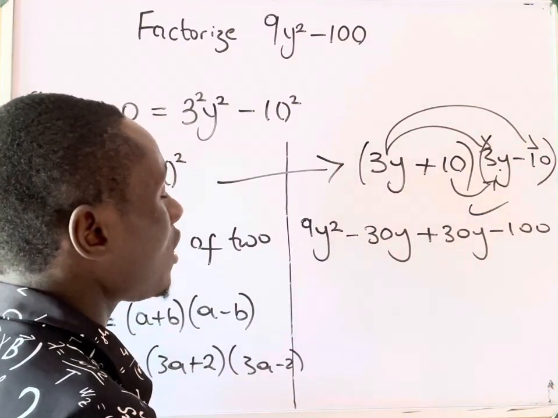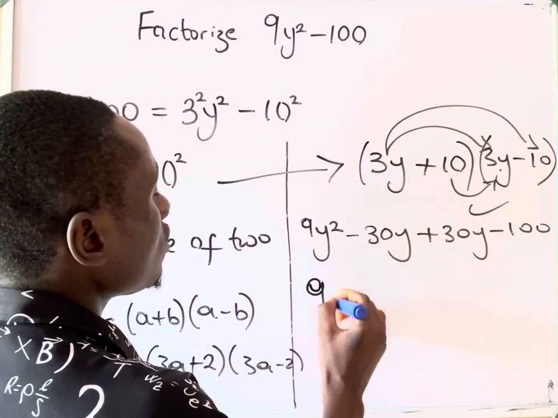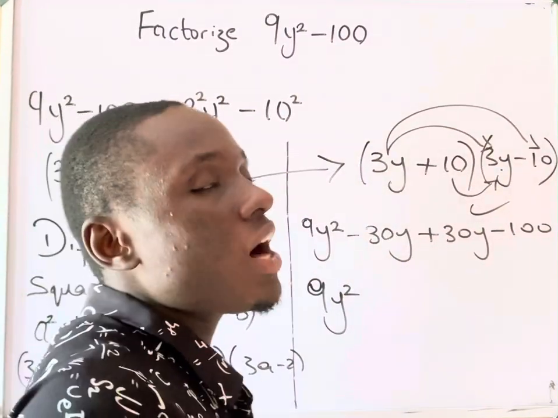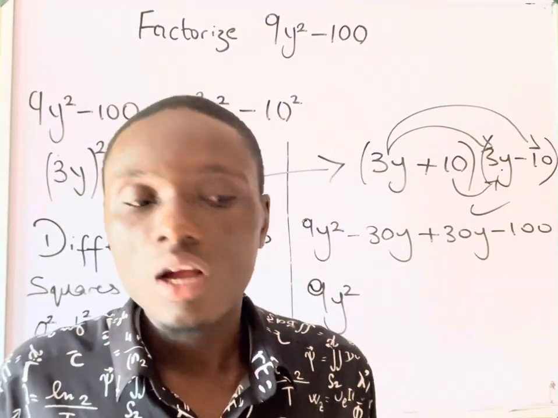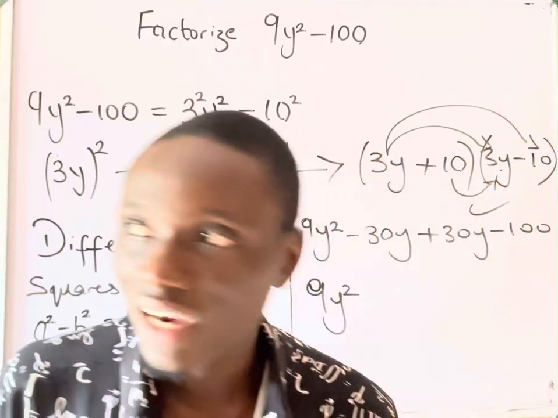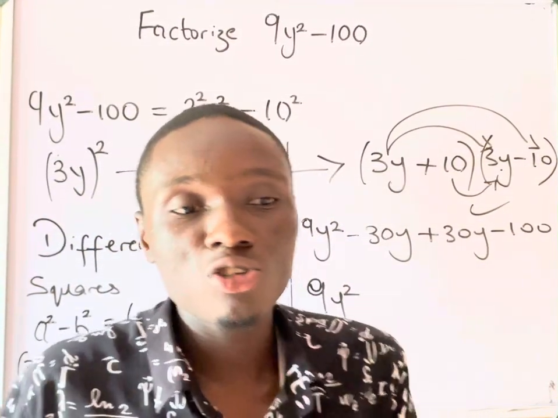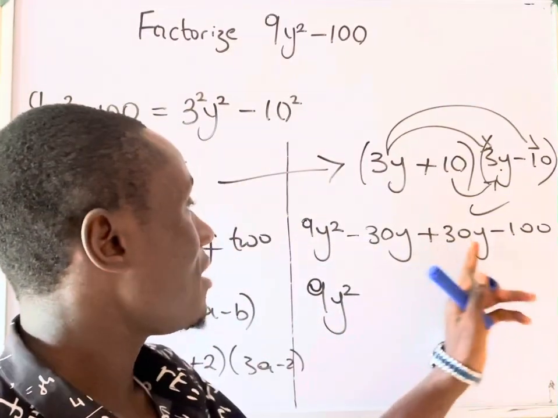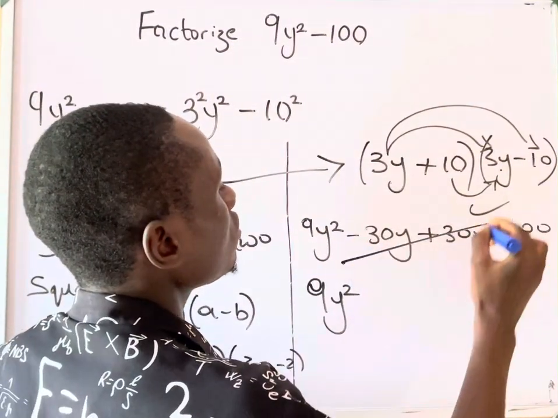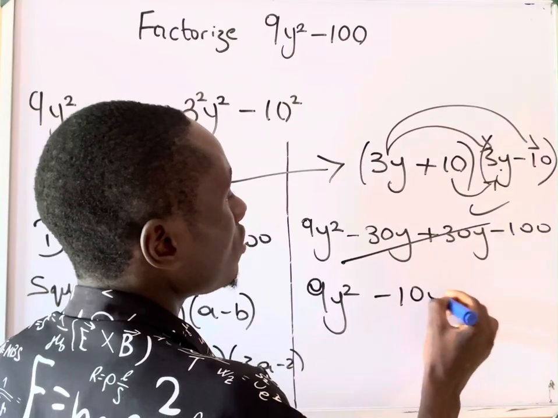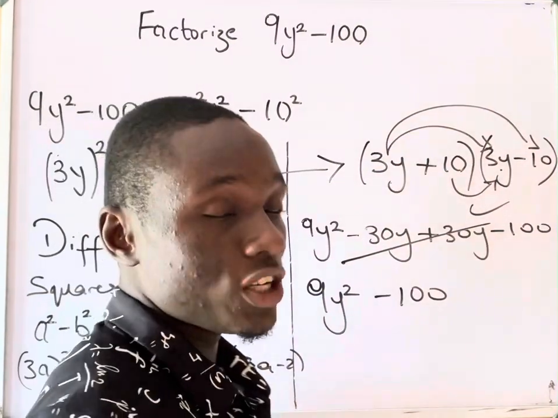Now if you check this, this is 9y squared. Minus 30y plus 30y means I gave you something, I collected it back. What have you received? Nothing actually. So it's 0. Minus something plus something, and they are the same. So this cancels out. We're left with minus 100, which is giving back the question we have.